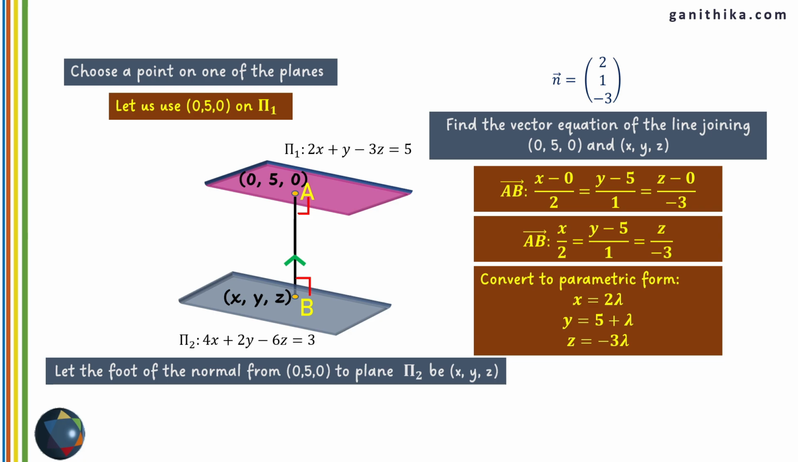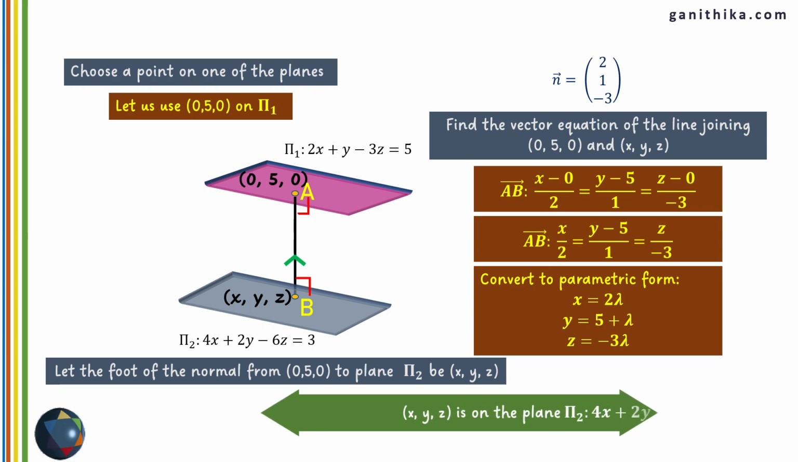X is equal to 2 lambda, y is equal to 5 plus lambda, and z equal to minus 3 lambda, which is this xyz. Okay, let's continue. Now we know that this xyz, as I just showed you, is on the second plane, which is 4x plus 2y minus 6z equal to 3. So what am I going to do? Pause the video here and think what is the connection between the parametric form that we just found and the statement in the green arrow.